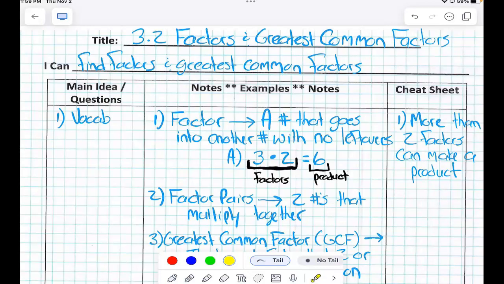3.2 factors and greatest common factors. Can you find factors? Yes. Can you find greatest common factors?